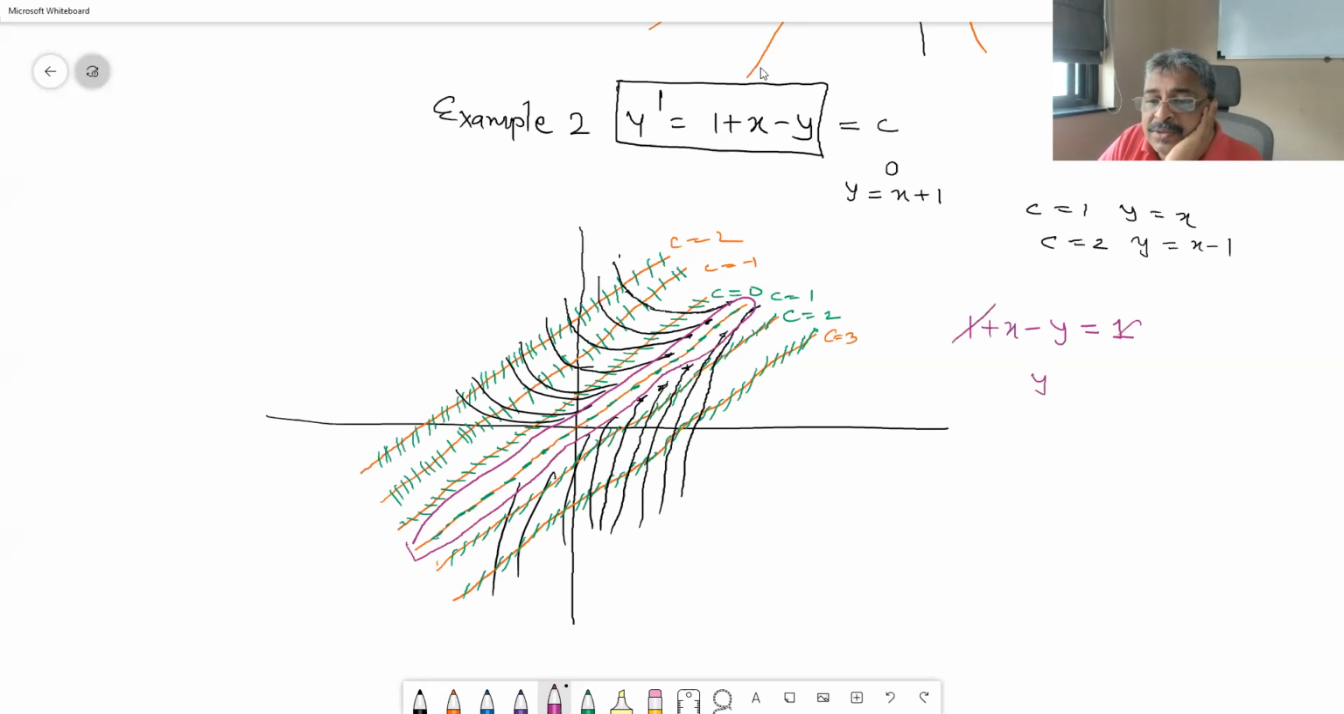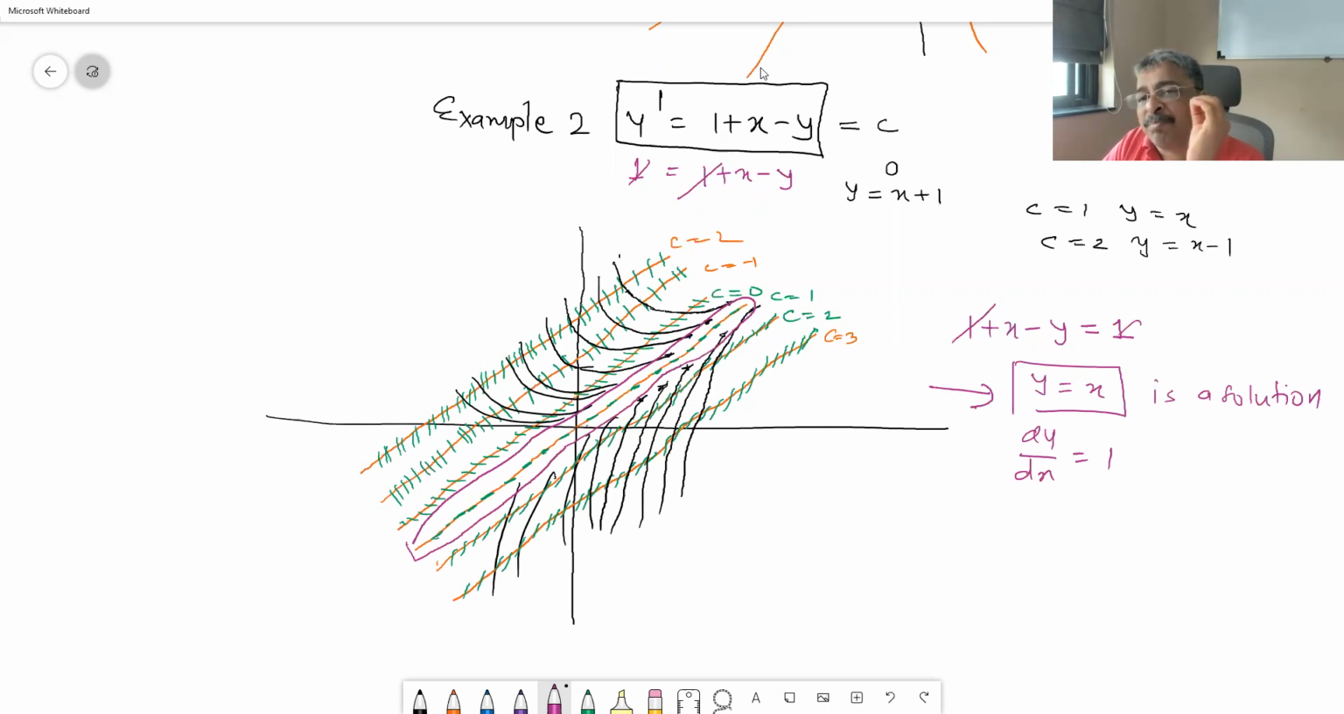1 gets cancelled, y is equal to x. Yes, y is equal to x is a solution, because dy by dx is equal to 1. So if you substitute this value of dy by dx in the original equation, 1 is equal to 1 plus x minus y, you end up getting y is equal to x back. So this is a special solution, a particular solution. It is not a family of solutions, it is unique, and hence it is a special solution.